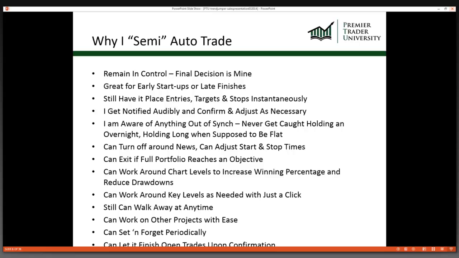Now, when it places a trade, I hear an audible. I'm working on a different desk. I just get up and I go over and I just do my final confirmation on the entry. After that, I let it basically take care of it from there. All right, so I get that audible notification, but I can stay very much on top of things if it ever gets out of sync.